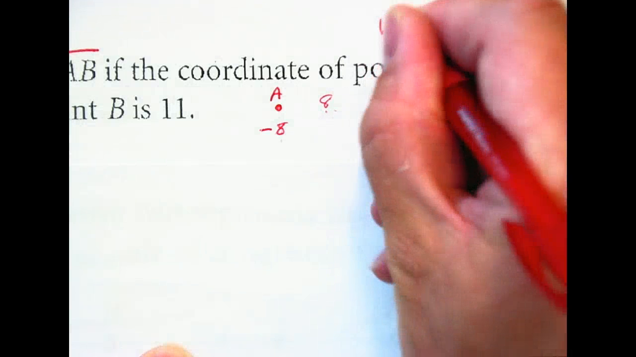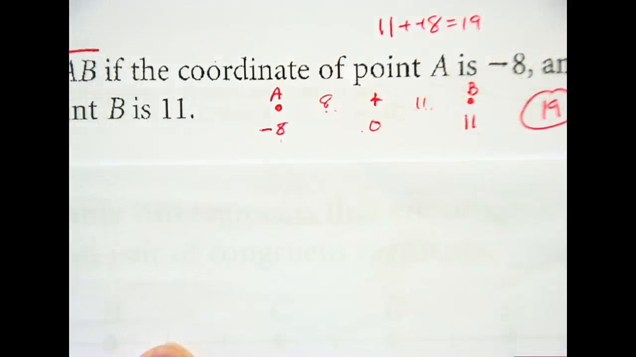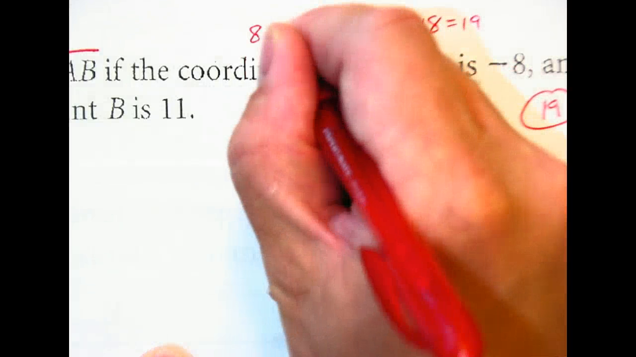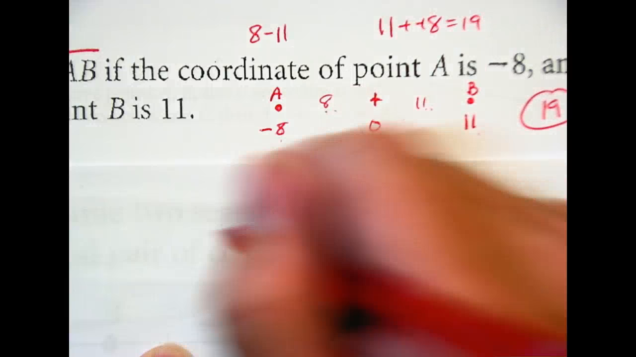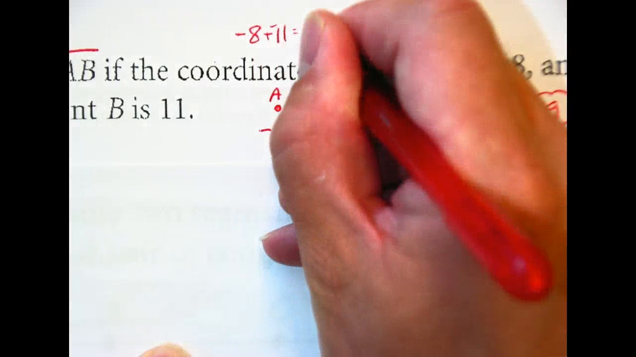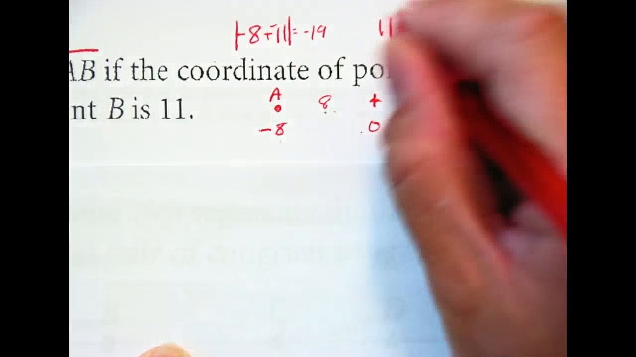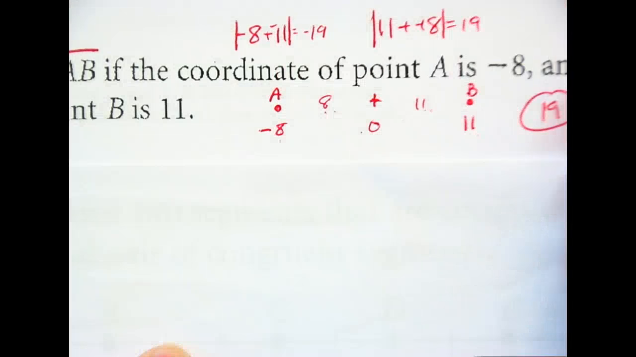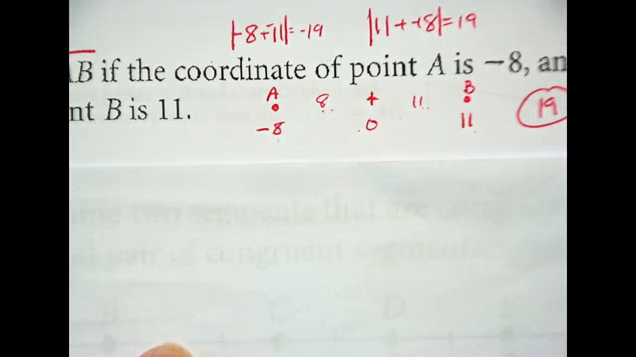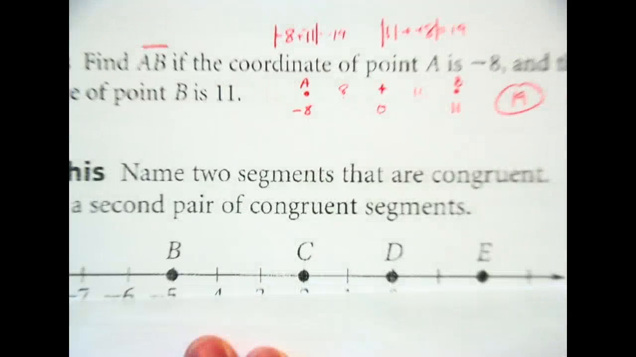You could have said 11 minus negative 8, which is 19. You could have said negative 8 minus 11, and that would have been negative 19. What did I forget there? Absolute value. Yeah, it's absolute value. It's easy to forget that because we're thinking, well, we know distance is positive. All right. Any questions on that? Draw the picture to help you out.